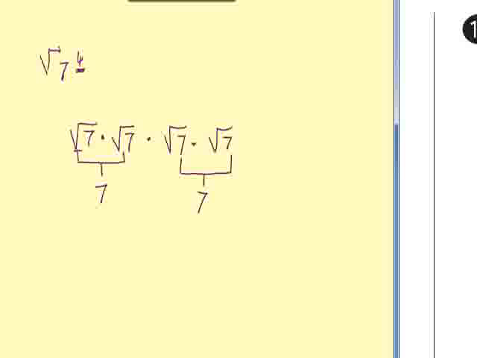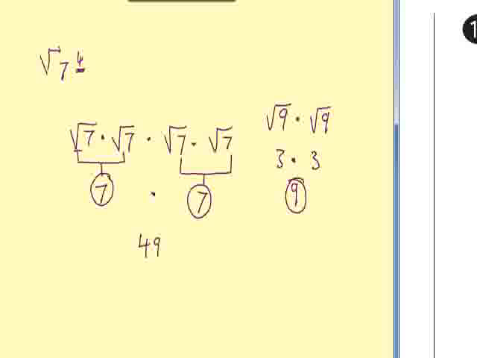If you have trouble seeing it, here you go. Let's take the square root of 9. The square root of 9 multiplied by the square root of 9. Well, the square root of 9 is 3. Same thing as 3 times 3, or 3 squared. 3 times 3 is 9. And there you go. That's why these are both 7. And when I multiply 7 times 7, I get 49. So that's the answer to what the square root of 7 to the 4th power equals.